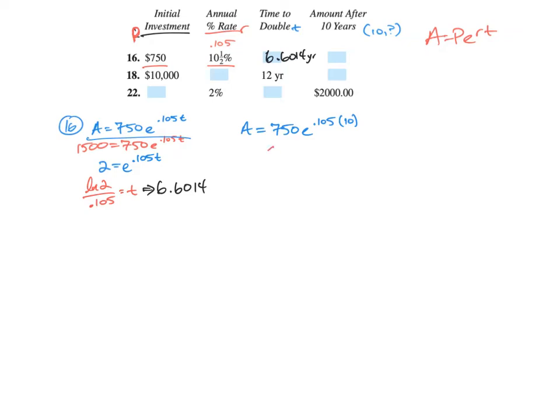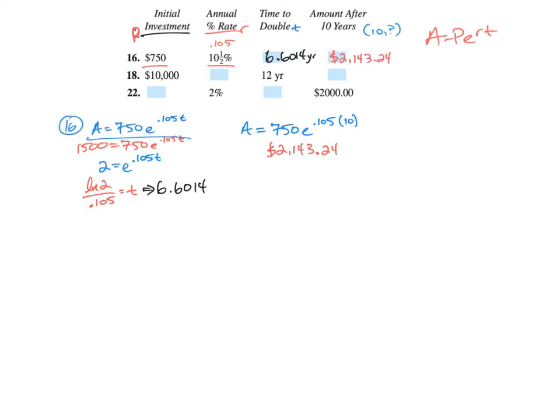2,143.238, so 24. Now, why did I only round to 2 there? Because it makes sense. So that's my amount after 10 years. Pretty good there?